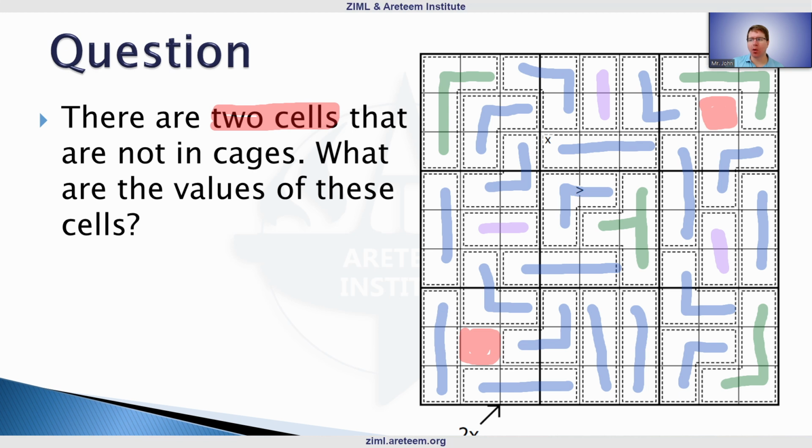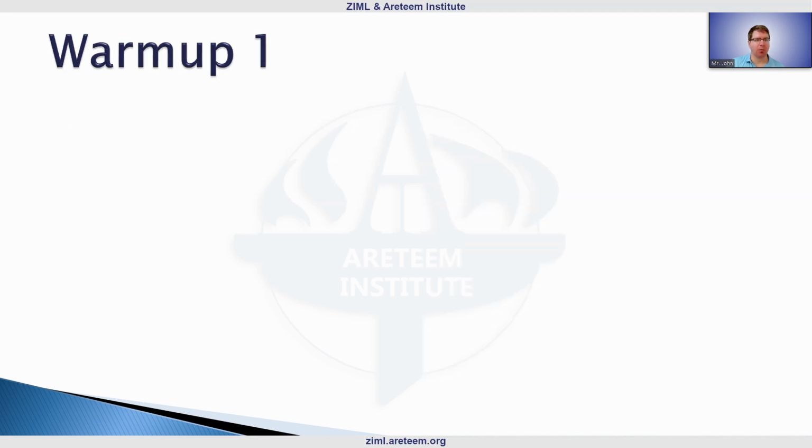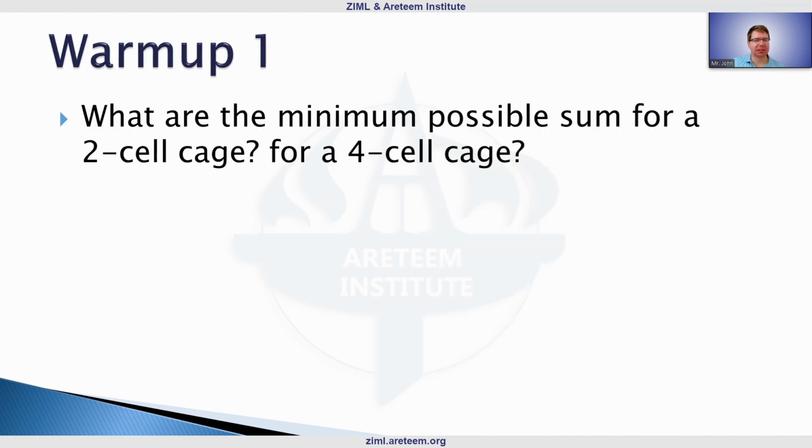So a couple more quote-unquote warm-up questions. Spoilers, these act as hints a little bit for what's to come in this question here. So first, warm-up / hint. What is the minimum possible sum for a 2-cell cage? Well, this is pretty easy, right?